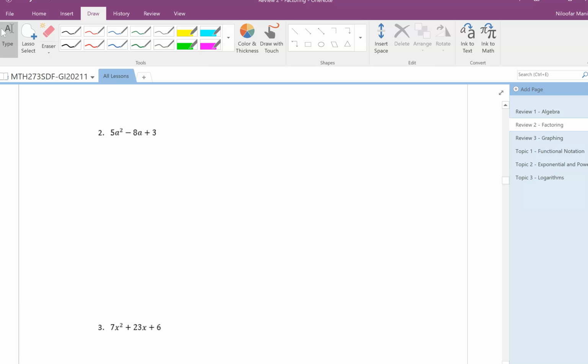Okay, can I factor 5? No. So the first thing I remember and want to do is common factoring. No, I cannot factor 5 from all terms. So I'm looking for two numbers. If I multiply them, 15. If I add them, minus 8. Okay, so minus 3 and minus 5.